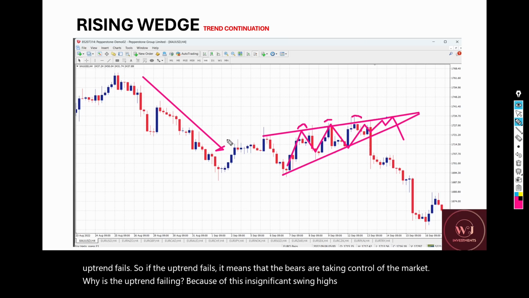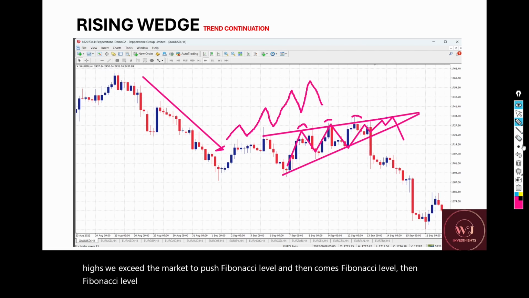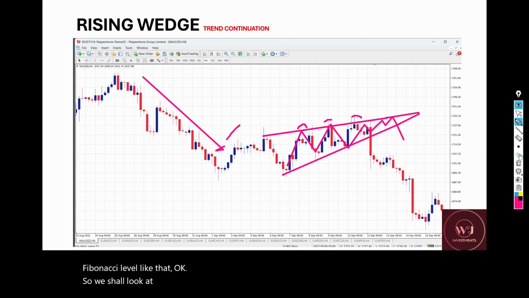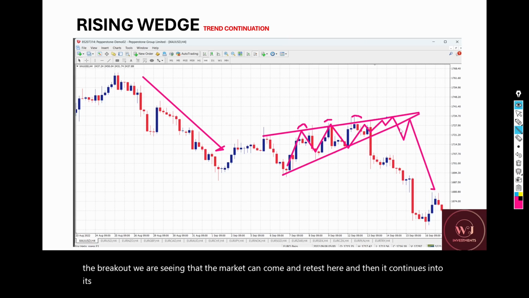Okay, so for significant swing highs, we expect the market to push to a Fibonacci level, and then comes another Fibonacci level, then another Fibonacci level, like that. Okay, we shall look at the Fibonacci in the next videos to come. So you can see that right here after the breakout, the market can come and retest here, and then it continues into its downtrend. Or sometimes it will not retest, and then you just make a short trade to get your target profit.